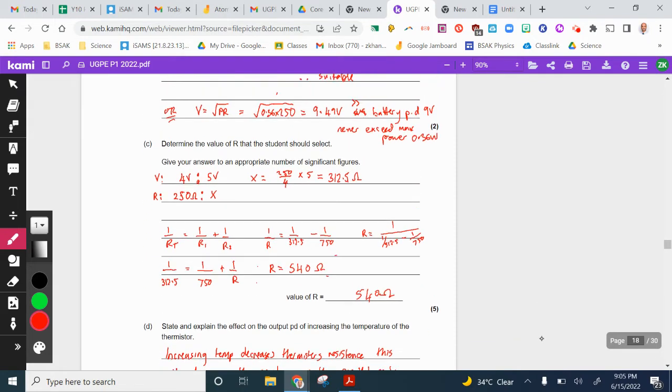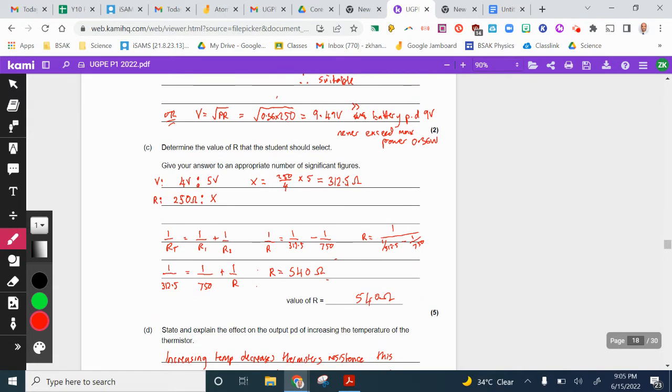And we've rearranged it. So I've moved the 1 over 750 across to this side, and then flipped it, put it in the calculator, and I've got a resistance of 540 ohms. So that was one technique to get to the value of resistance.